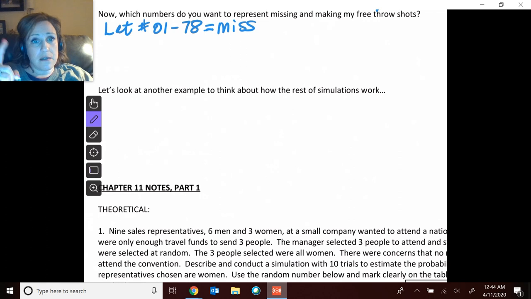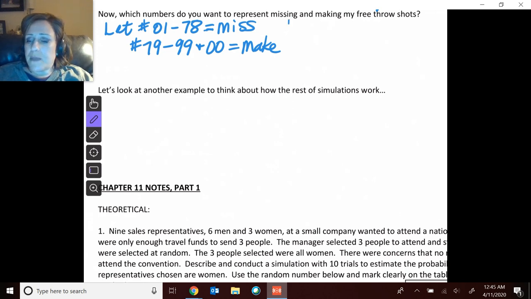Okay, and then let's do the other ones. So if I did 79 to 99, that is actually 21 items. I need the 22nd item. So what is the 100th piece of data in 2-digit format? That would be 00. Okay, so those would represent making it.